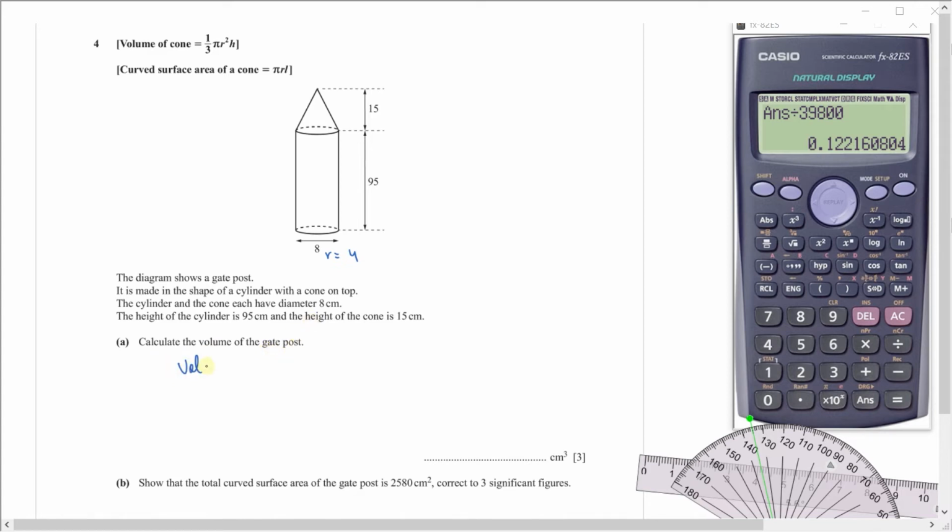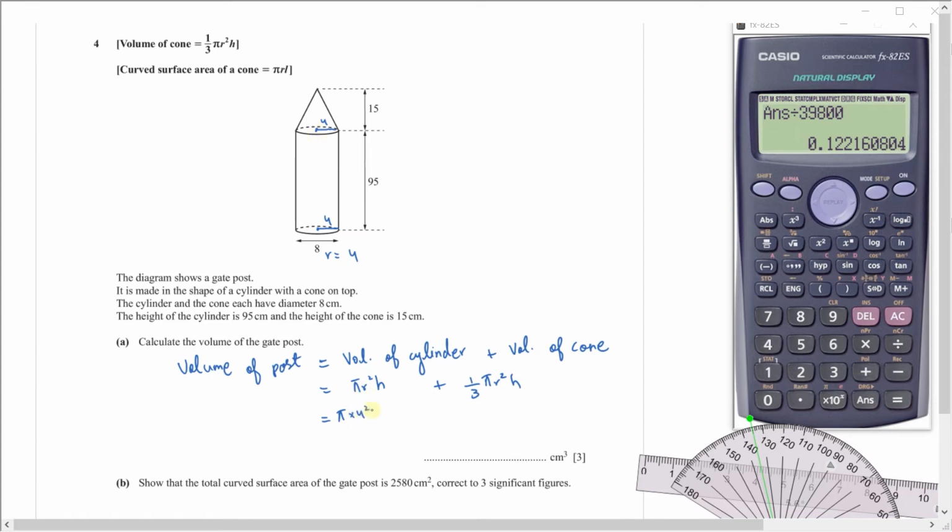So the volume of the post will be the volume of this cylinder plus the volume of this cone. So what's the volume of the cylinder? It's pi r square h, plus the volume of the cone, given as 1 by 3 pi r square h. The radius here is 4, and the radius of the cone is also 4 because it is on top of this cylinder. So both the cone and the cylinder will have the same radius.